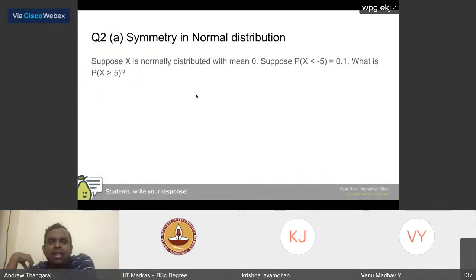It's slightly tricky. I'm not given the variance. So you see x is normally distributed with mean 0. The mean is given, so the line about which it's symmetric is given. Keep that in mind. Then the probability that x is less than minus 5 is 0.1. So this sort of indirectly gives you the variance, by the way. An interesting problem, maybe somebody can answer even now: what is the variance of x? Supposing I tell you the probability that x is less than minus 5 is 0.1, what is the variance of x?